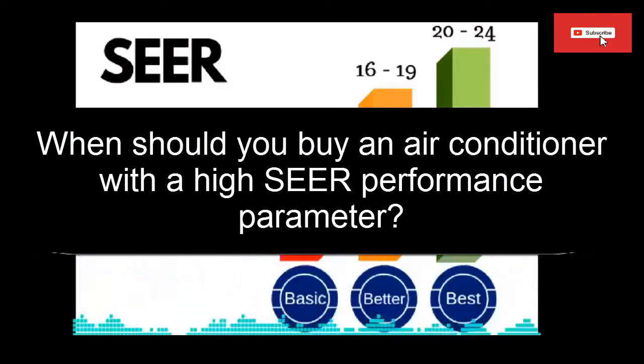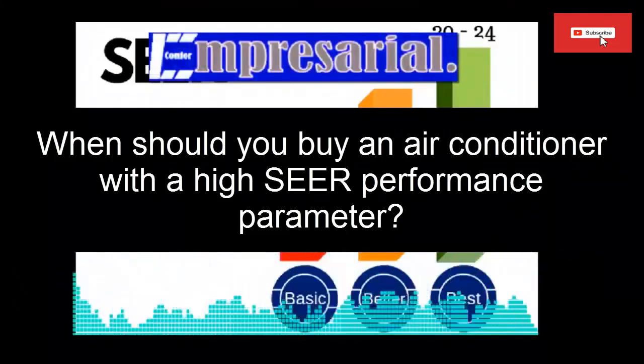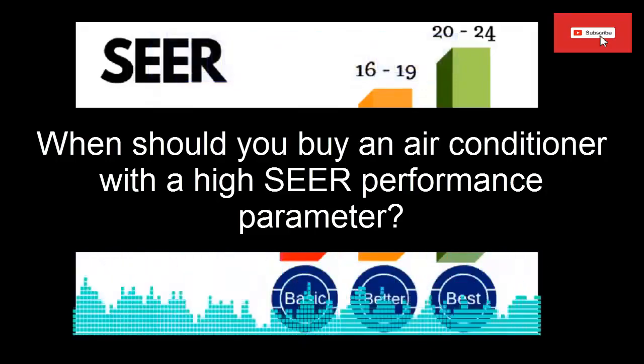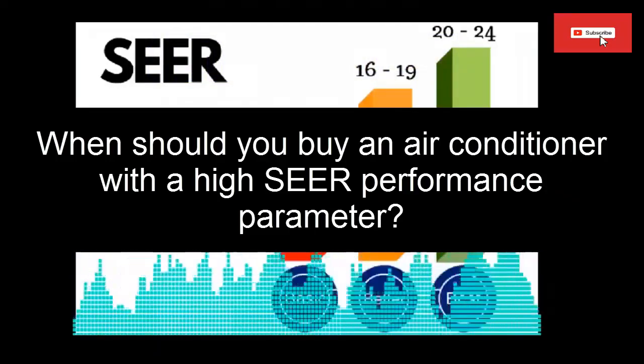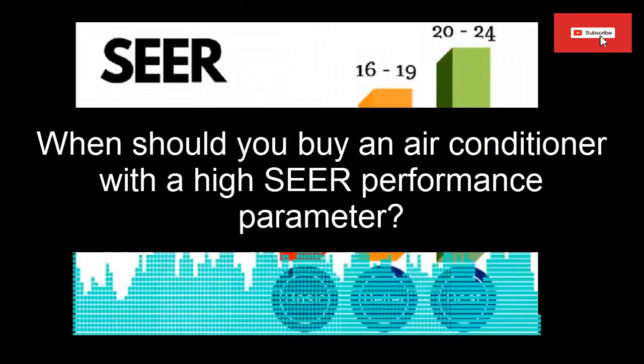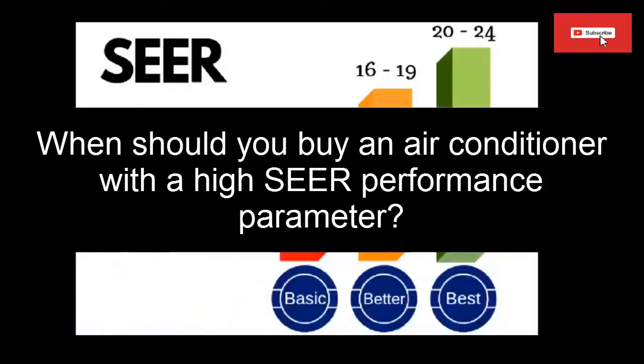In this video we are going to explain the 10 characteristics of an installation that must be taken into account to recommend an air conditioner with a high SEER performance coefficient, with a higher performance. We are talking about inverter equipment. We are going to explain the criteria that we must take into account to make the recommendation of a high performance unit. Let's go then with the first characteristic of the installation.